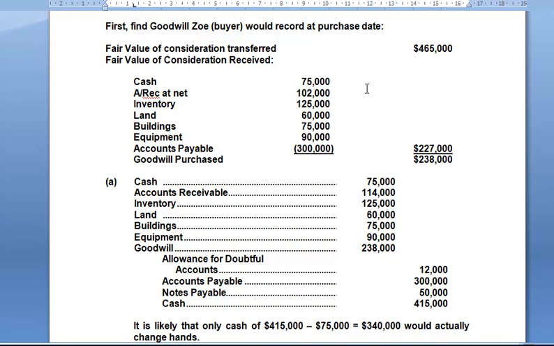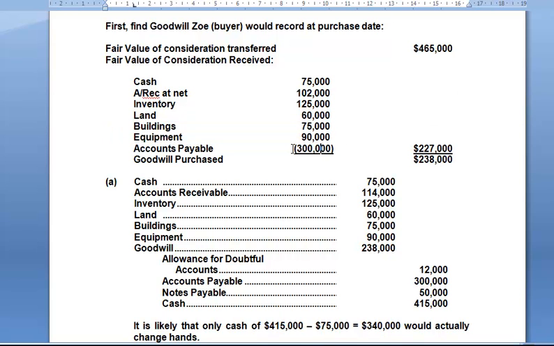And again, the receivables, it was thought at the time that the receivables at net, meaning the gross value of the receivables less the allowance, so that's $114,000 for the gross value and the allowance at $12,000, is thought by Zoe to be a reasonable amount, so they think that's fair value. And you would pick that value up at net. The inventory is at fair value, which Zoe agrees is $125,000. Land, building, and equipment, Zoe agreed that the carrying value of these three items, which is the cost less accumulated depreciation, is in fact an accurate estimate of its fair value. So because of that, they're picking it all up at fair value.